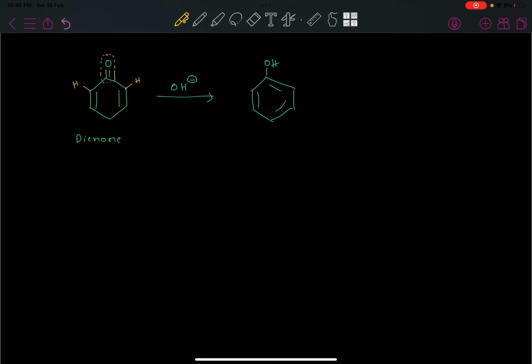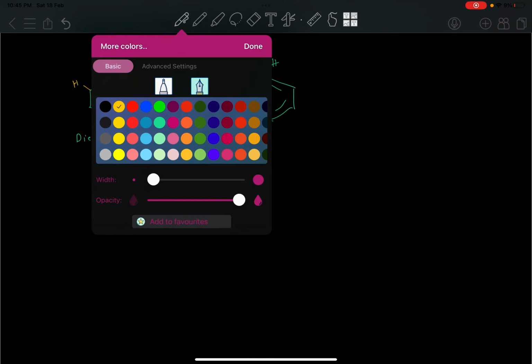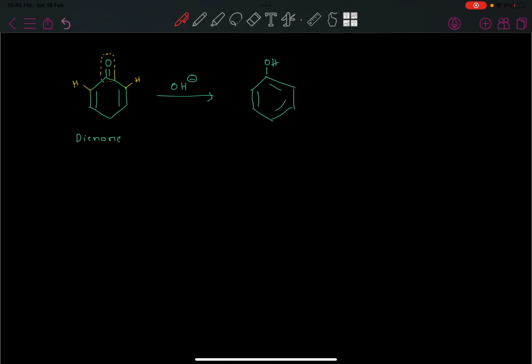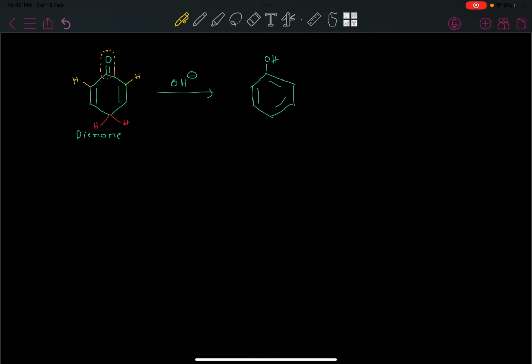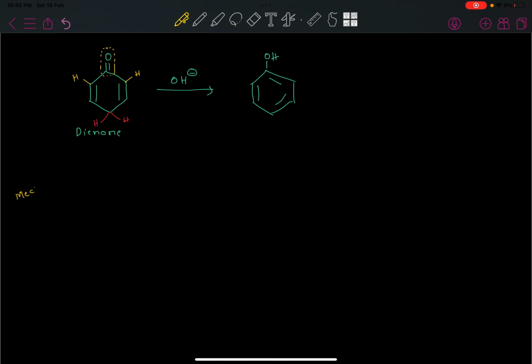So now what will happen is, can you see, with respect to this functional group, in the para position you have two more hydrogens, right? These two hydrogens, with respect to this functional group, which is nothing but a ketone in this case, are going to get abstracted by this base, right? So talking about the mechanism, I'll just show you a general mechanism here in simple form so that you can understand it.